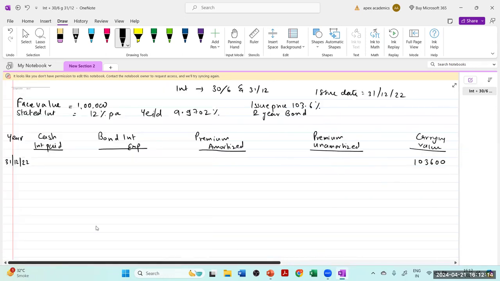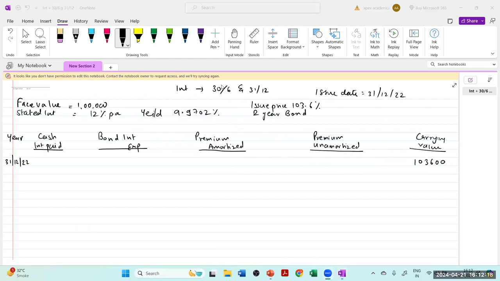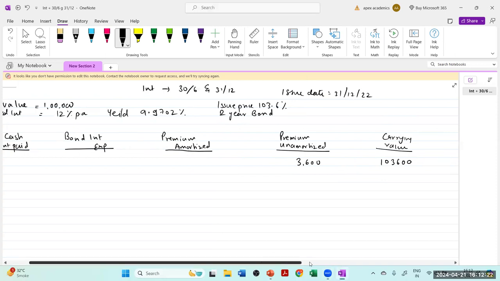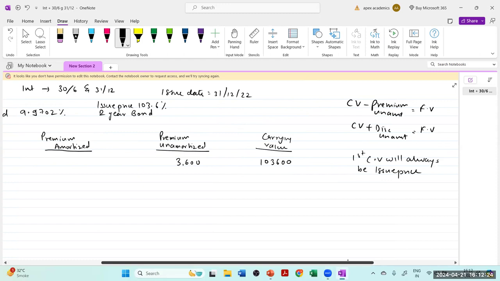Now, what will be the unamortized premium? Sakshi, tell me. Sir, 3,600. Very good. Now tell me Sakshi, in the carrying value will you add the premium or subtract it? Sir, add. No, premium will be subtracted. Discount you will add, premium you will subtract, right Sakshi?